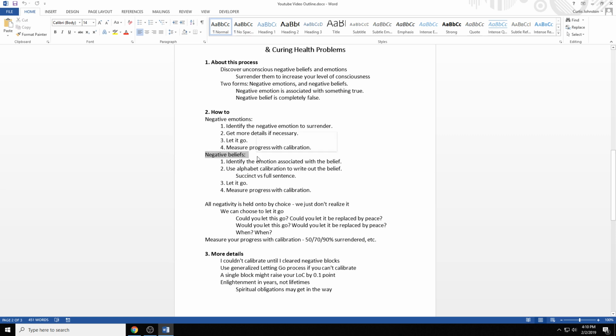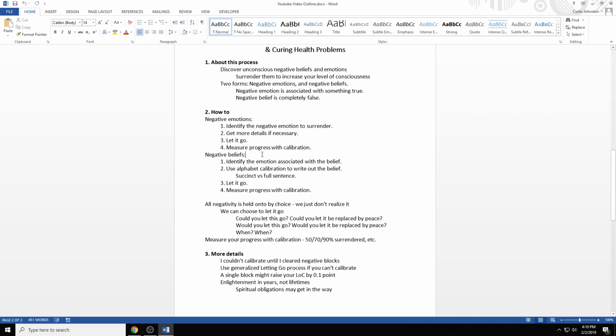Now, negative beliefs. This is where alphabet calibration comes into play. However, we're still going to identify the negative emotion, because if a negative belief calibrates at the level of shame or grief or whatever, then that means it is associated with that negative emotion. So when I first lay down and start doing my calibrations, I'll ask, the next negativity to surrender is an emotion. Oh, that's false. It's a belief. Oh, that's true. Test those.